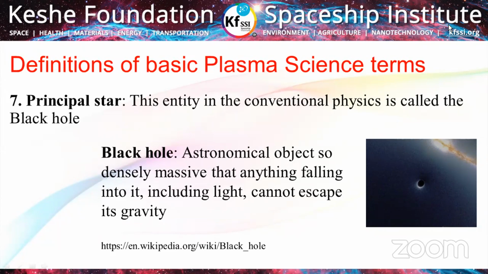In any case, black hole has been defined as an astronomical object. Astronomical here comes from astral, so stars, as it doesn't come from how big. So an astronomical object so densely massive that everything falling into it, including light, cannot escape its gravity. But what does Mr. Keshe say about that?